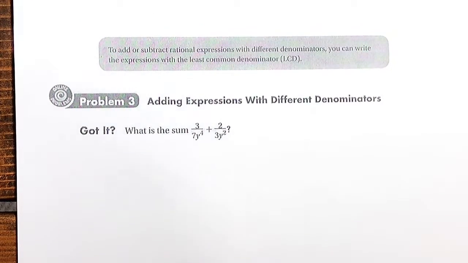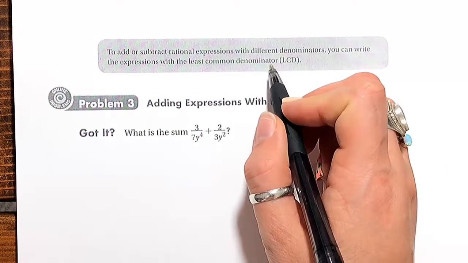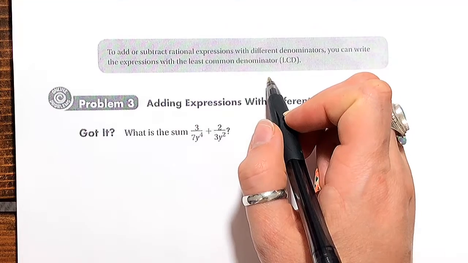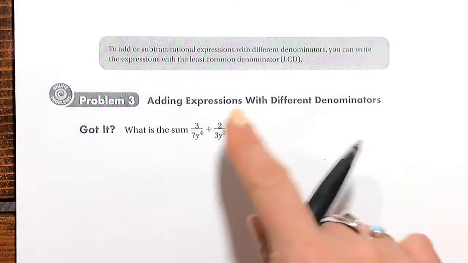And let's do some that have different denominators, because these are going to be the ones that are trickier. So when you add or subtract rationals that have different denominators, we need to get a common denominator. The way we're going to do that is by using the LCD, or the least common denominator. You would do this process with number fractions as well. We're just going to have to find the LCD with variables now.